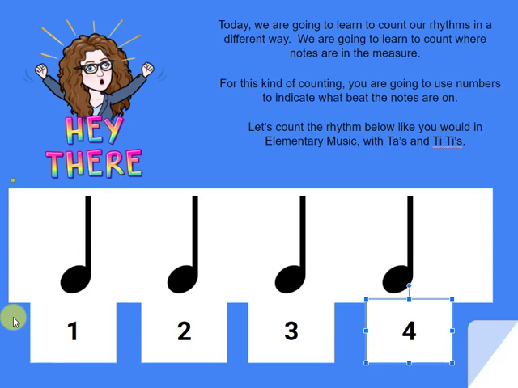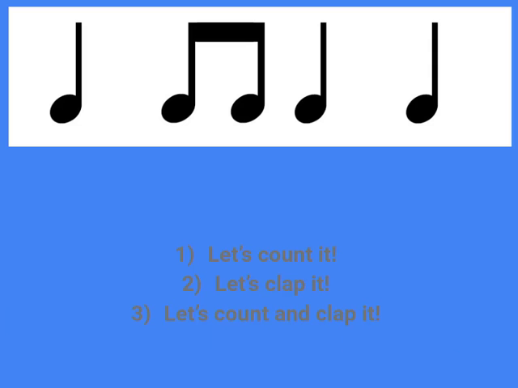Let's count it together. Down, up, here we count. 1, 2, 3, 4. Now you're going to count it by yourself. Down, up, count it. Here we go. Very good. So let's look at how this new way of counting is going to work with some other rhythms.